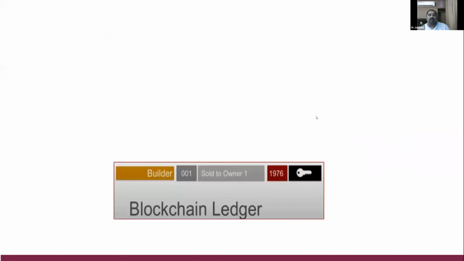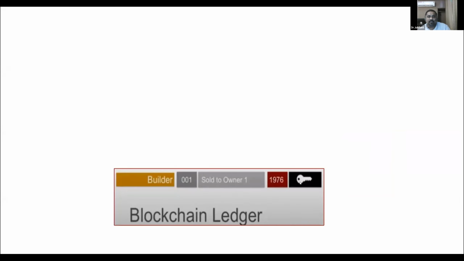Now we are trying to implement a blockchain ledger for the same. Along with all these components, we are adding one additional component. It's all digital: who did that task? Now we can identify from this specific component that the builder is in the scene and the builder has sold this house to the first owner. And this value is encrypted with a specific key value.